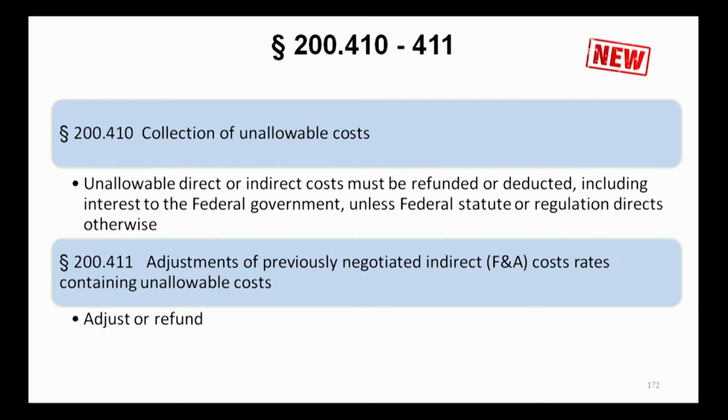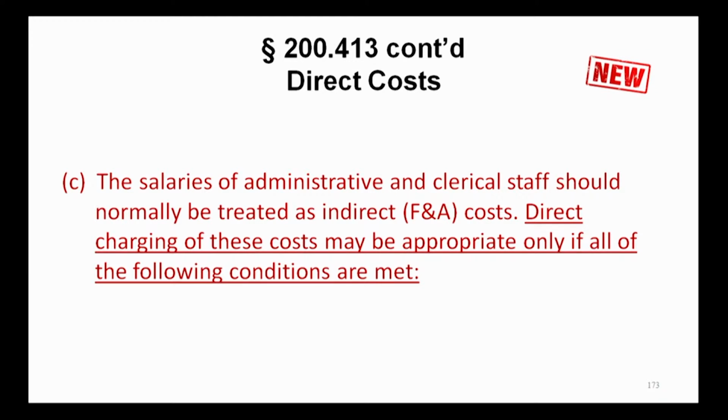So those are the new principles that are added in the basic considerations, cost principles. It sort of lays the foundation. So 413, here's a new section on direct costs. Paragraph C, the language was added here. And this is important only probably for tribes who have fairly a large number of federal awards that they're managing. They may have a front desk receptionist that's serving multiple programs. So this clarifies that the salaries of administrative, clerical staff can be charged, where they would normally be treated as indirect cost.